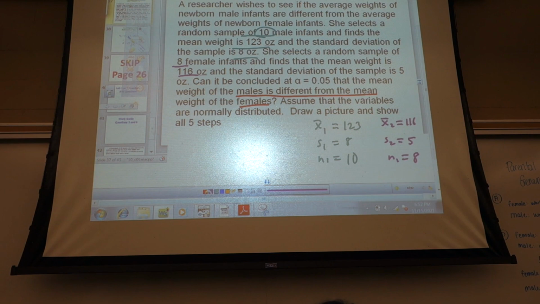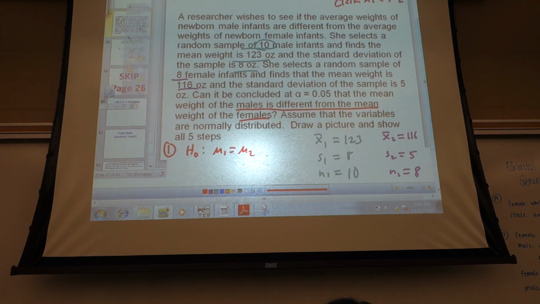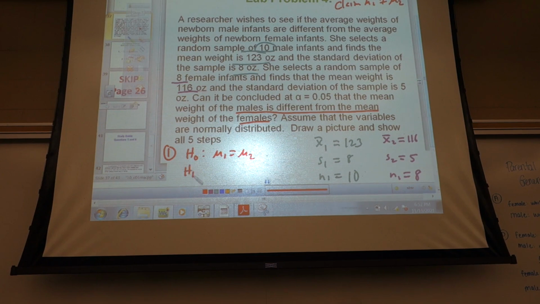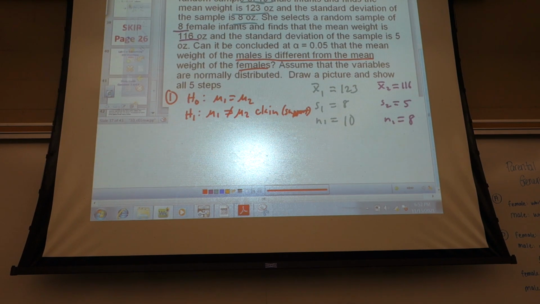All right, so then my step 1, H naught is, what's H naught? Always equal. So H naught is colon, that mu1 is equal to mu2. Is that my claim? No, my claim is that they differ. So my claim is going to be H1, that mu1 differs from mu2. Claim actually means I'm going to use the word support later on. Okay? Step 2.